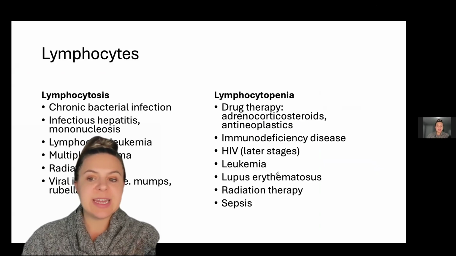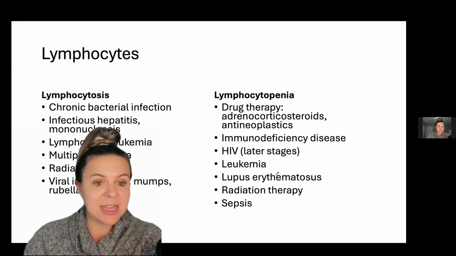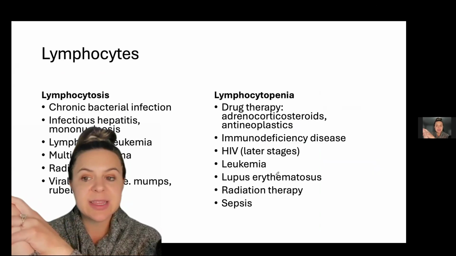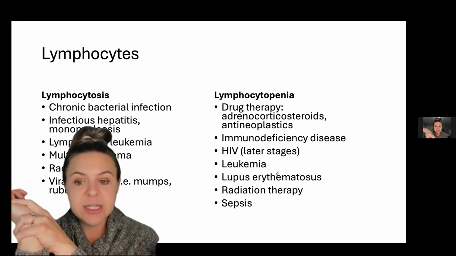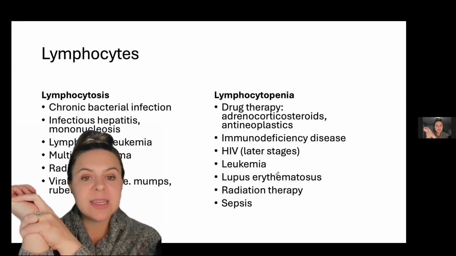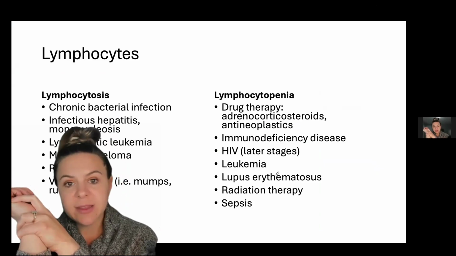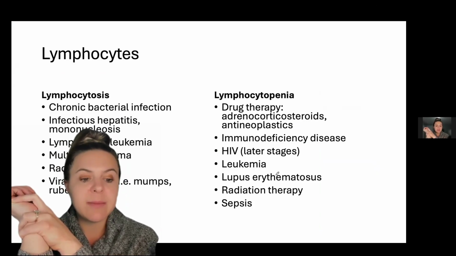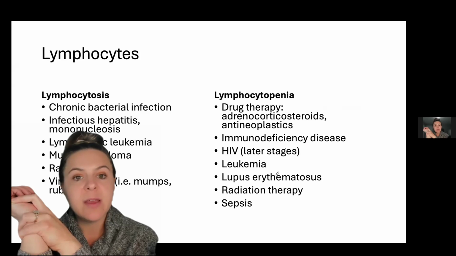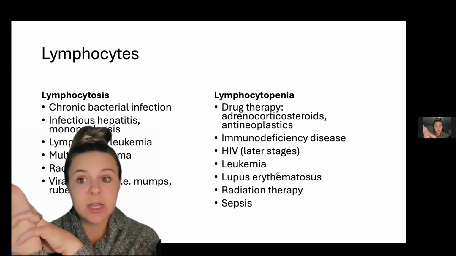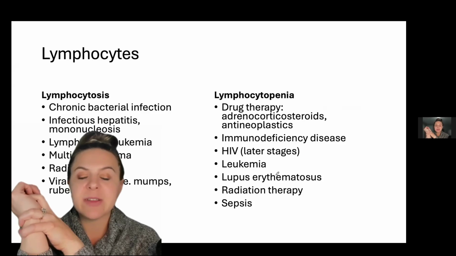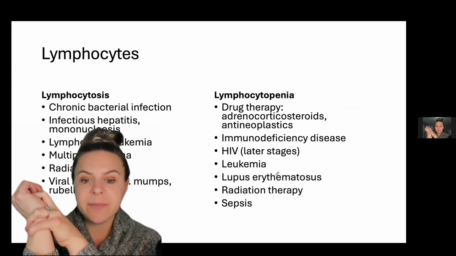Lymphocytosis or lymphocytopenia: our T's and B's and natural killer cells, if we see an increase in these, we can see that with a chronic bacterial infection. We could also see this with some viral infections like hepatitis or mono, certain cancers like leukemias, lymphocytic leukemias, or even multiple myeloma, treatments like radiation or just radiation exposure, and even viral infections such as mumps and rubella.